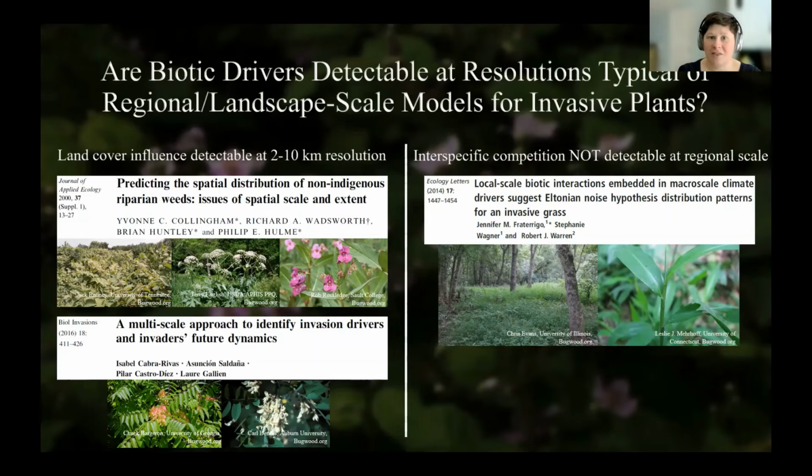But on the flip side, there's also evidence that at least for this invasive grass species that's shown over here on the right, the authors of this 2014 paper really didn't find any signature of interspecific competition when building regional scale models for that invasive grass. So this question is still very much up in the air regarding what's the role of biotic interactions when building these regional scale models, at the resolutions that are typical of those models. And specifically for invasive species, and invasive plants in particular, we really just don't have that many studies.